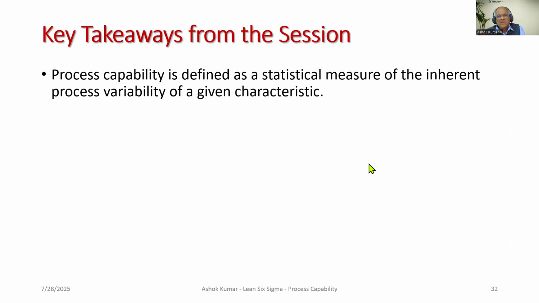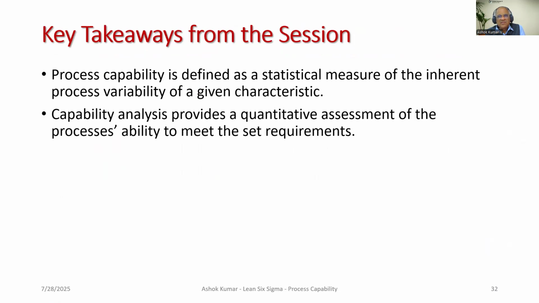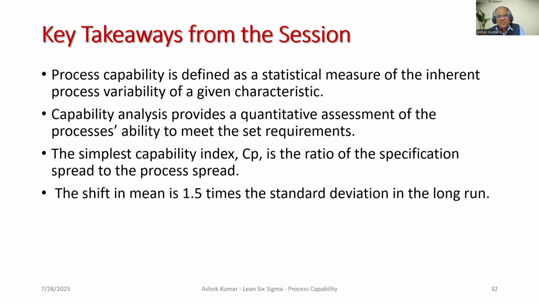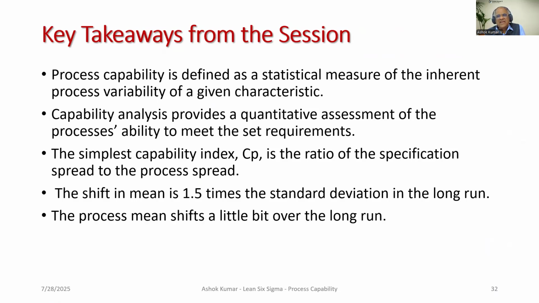What we learned was that it's a statistical measure to measure the inherent capability of a process, which is Cp, along with off-centering and variation. Capability analysis provides quantitative assessments, both in terms of variation and off-centering. You have two ratios, but the Cp is the ratio of the specification spread to the process spread. And normally you can accept a shift of 1.5 sigma in the long-term run, so you effectively are calculating it not for 6 sigma, but 4.5 sigma.